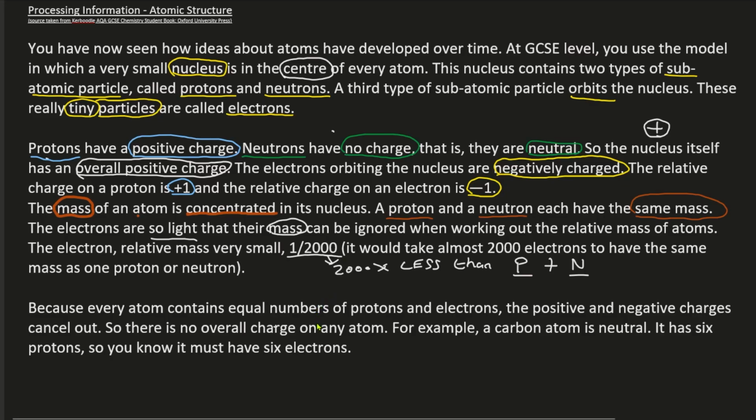So the last sentence now talks about the idea of protons and electrons having the same charge. So what does it say? It says, because every atom contains equal numbers of protons and electrons. So that again is an easy visual for me. Equal numbers of protons and electrons. The positive and negative charges cancel out. Interesting. So they cancel out.